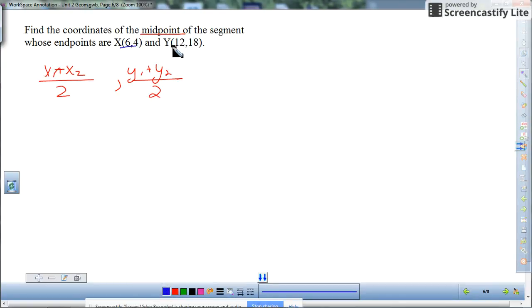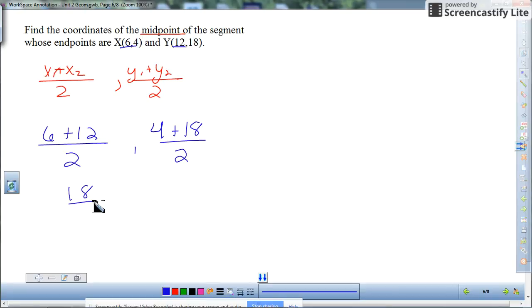So let's put our values in. Our x values are 6 and 12. So 6 plus 12 divide by 2. Our y values are 4 and 18. So 4 plus 18 divide by 2. All right, so 6 plus 12 is 18. And 4 plus 18, well, that's 22. And when I divide both of those by 2, 18 divided by 2 is 9, 22 divided by 2 is 11. So that puts our midpoint at 9, 11.